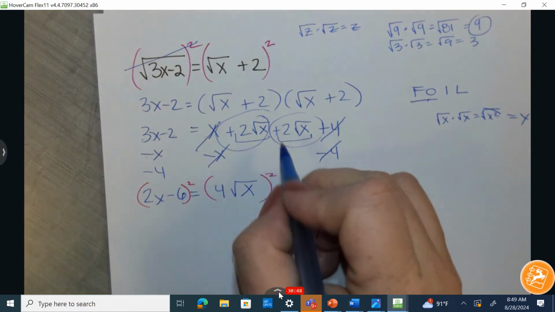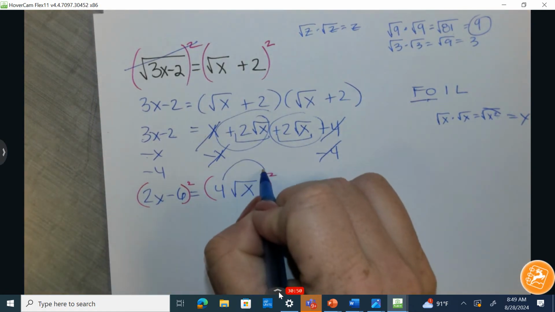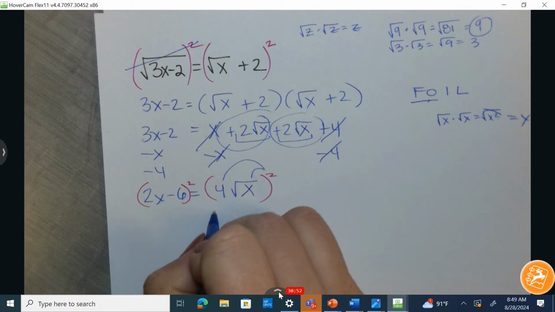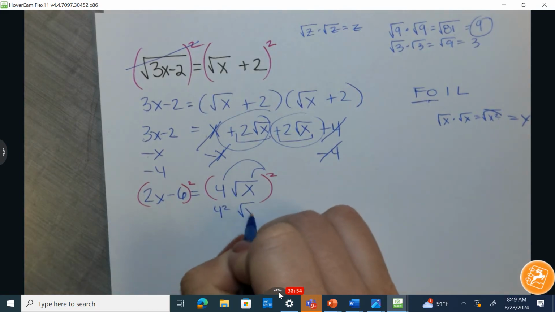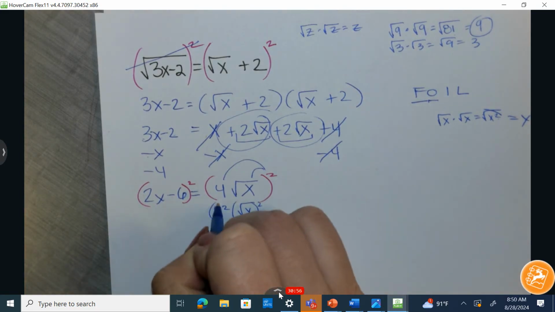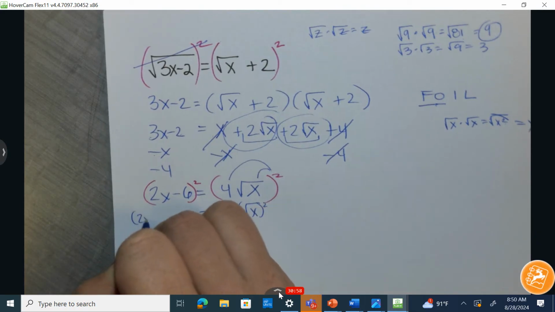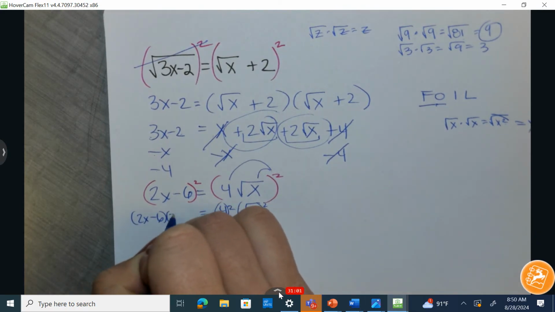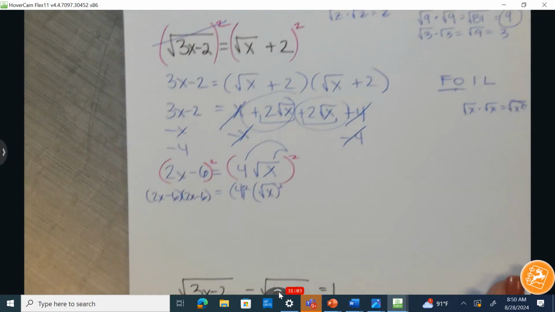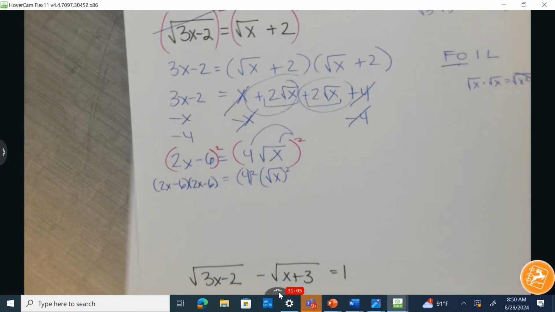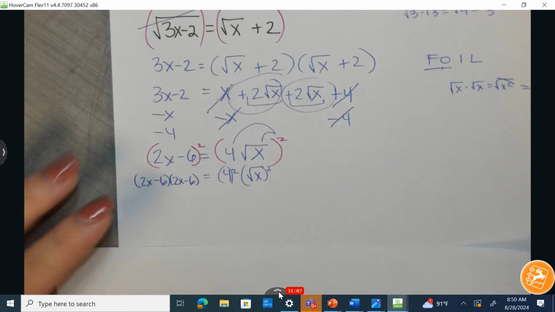On the right-hand side, this needs to be applied to both the 4 and the square root. So it's going to be 4 squared and the square root of x squared. On the left-hand side, I have 2x minus 6 times 2x minus 6. If you're feeling confident, continue to move ahead.